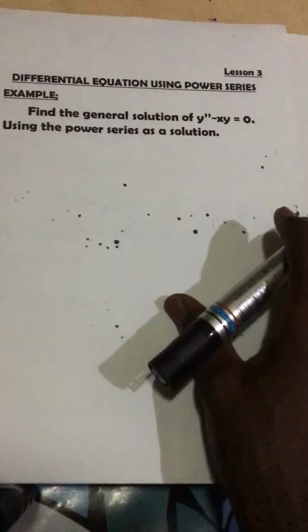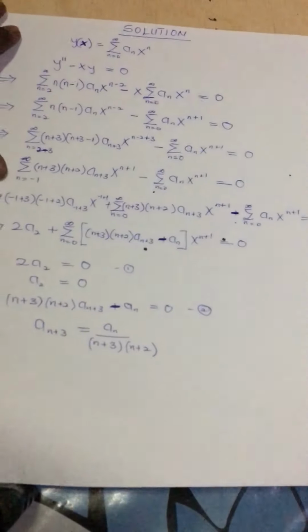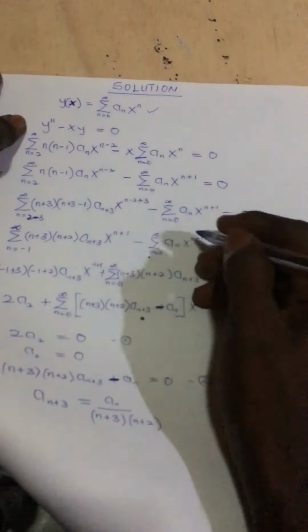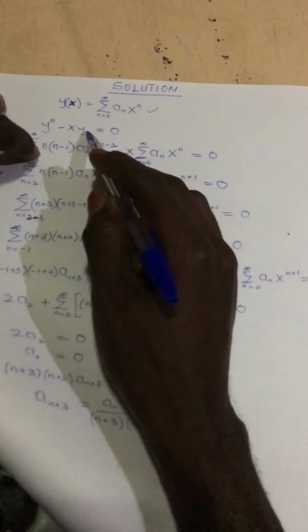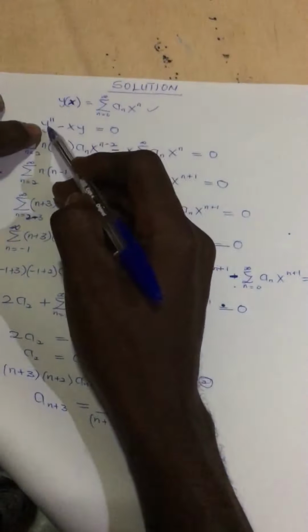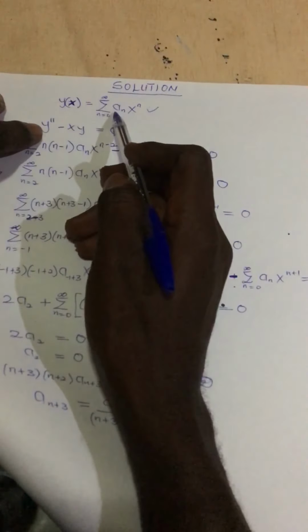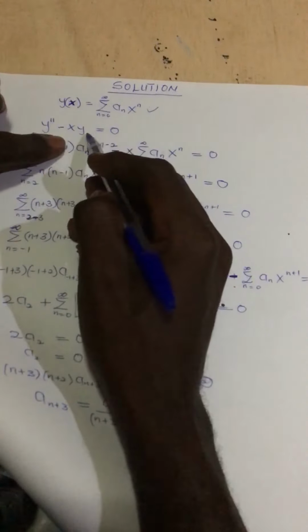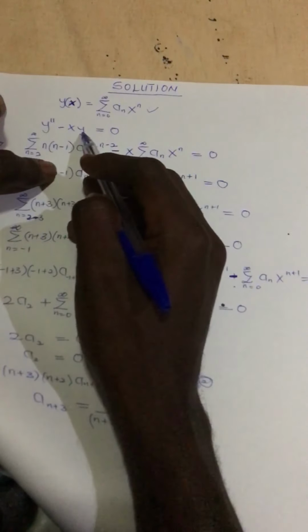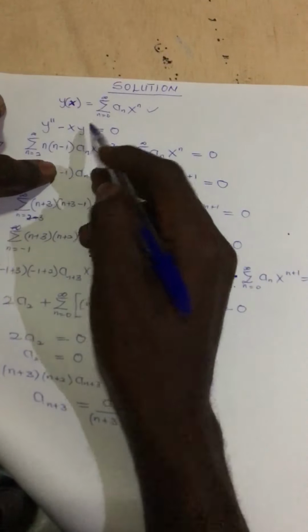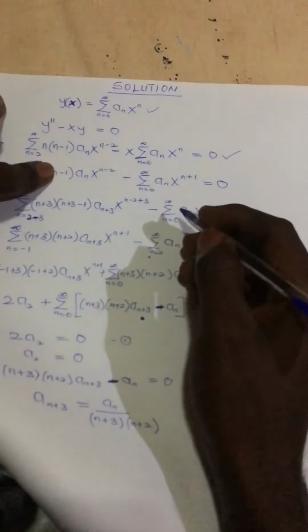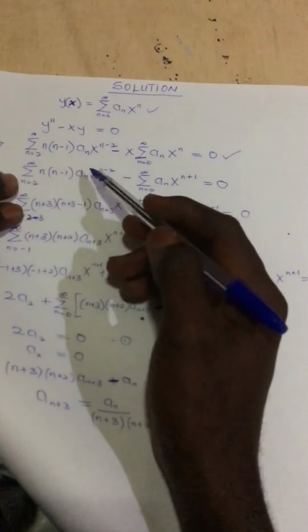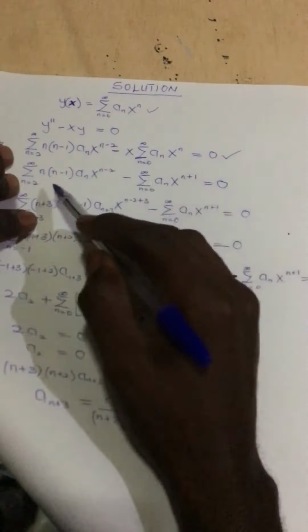So let's proceed to solve our question. We have our power series here, and this is the question that is given to us. We are going to take the second derivative of the power series and substitute, and then we take the initial power series, also substitute, then we set it equal to 0. That's what we did here. Are we okay? The second procedure is that we are going to simplify.